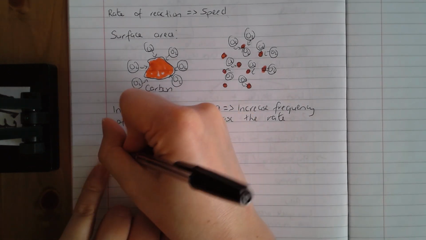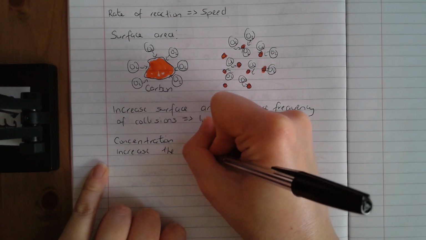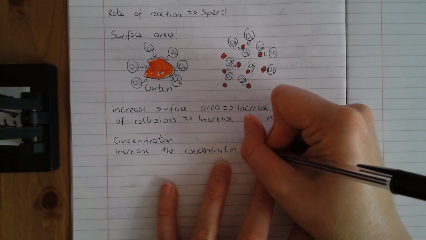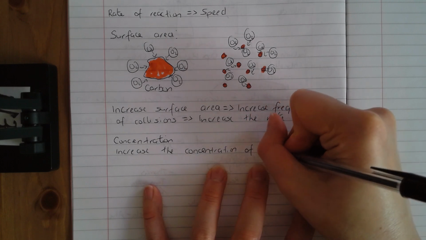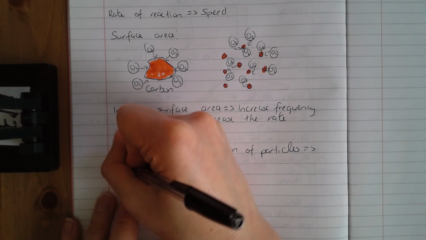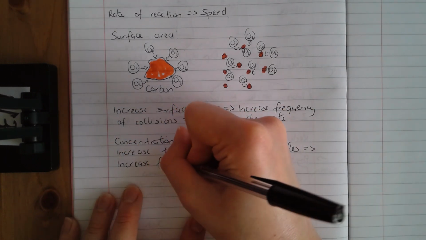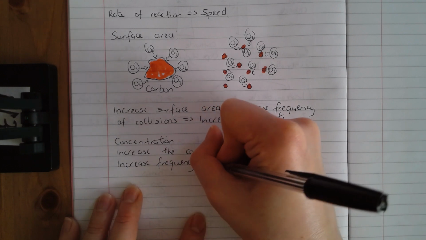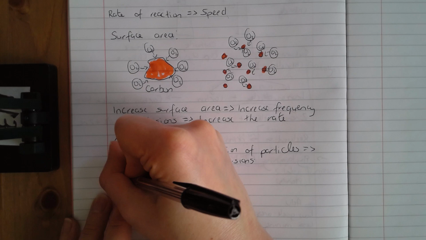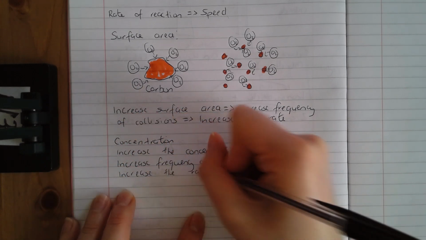So if you increase the concentration of particles, so if you put more particles in there, you are going to increase the frequency of collisions, and you're going to increase the rate.